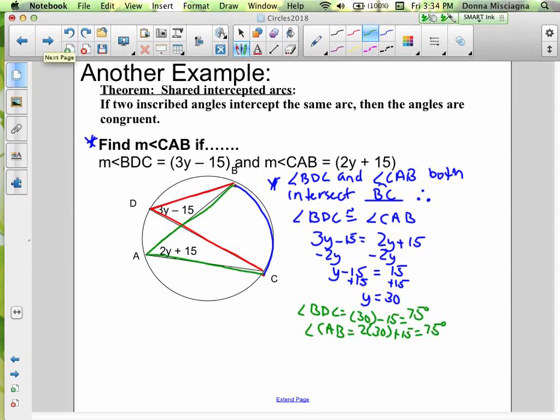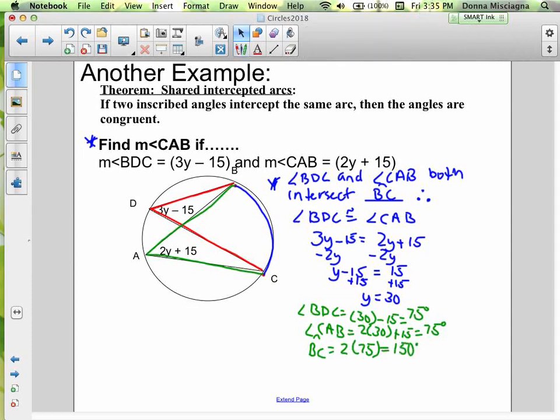And then if they asked us, we could find the measure of arc BC, because the measure of arc BC is just going to be 2 times the measure of either of those angles. So 2 times 75 is 150 degrees. And there we have solved for y, and found the measure of the arc and the angles. And notice they are the same. It's a good way to check. Just plug it back in and make sure you get the same answer.